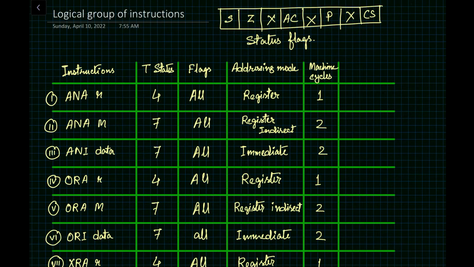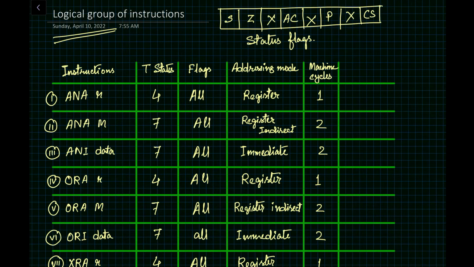In this video, we will learn about the logical group of instructions. These are the instructions that are used for different logical operations. So what are the logical operations? We have AND operation, OR operation, exclusive OR operation, then we have compare, rotate, and we have complement some data in the memory or in the register.